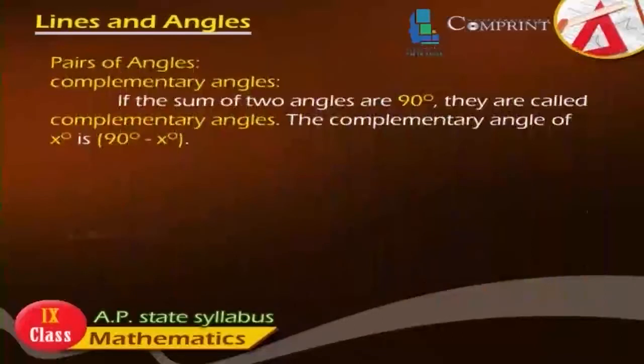Pairs of angles. Complementary angles. If the sum of two angles is 90 degrees, they are called complementary angles. The complementary angle of x degrees is 90 degrees minus x degrees.